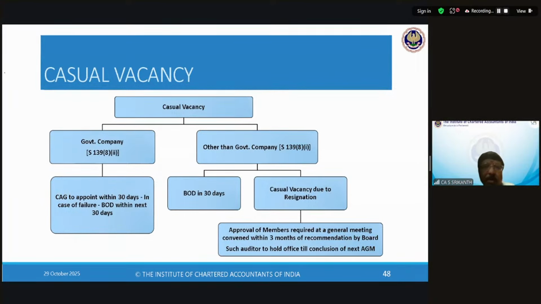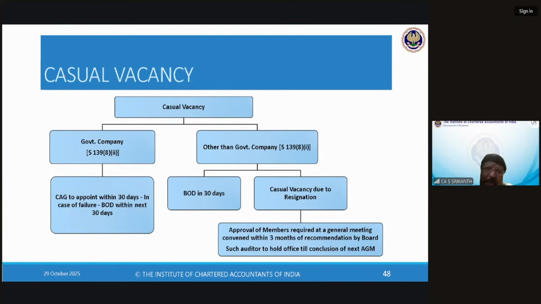Welcome back from your break. So we move on from appointment to removal, sort of resignation, etc. So from coming in to going out. One easy and quick method is casual vacancy. Easy to understand. We already saw this term when we saw disqualification. Where an auditor acquires any disqualification, he will vacate office. And there's a casual vacancy.